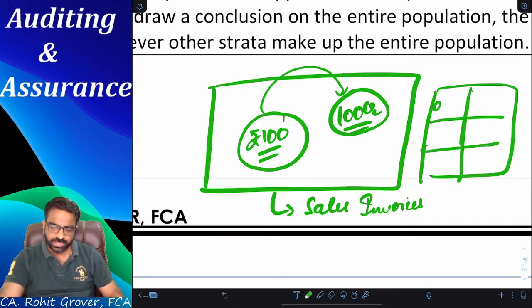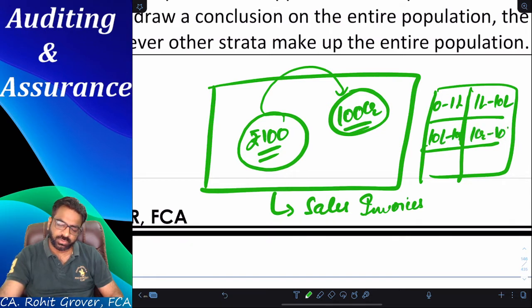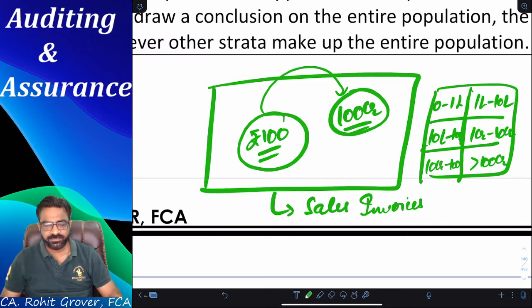I will do 0 to 1 lakh, 1 lakh to 10 lakh, 10 lakhs to 1 crore, 1 crore to 10 crore, 10 crore to 100 crores, and more than 100 crores. Am I correct or not? Did I do the stratification?